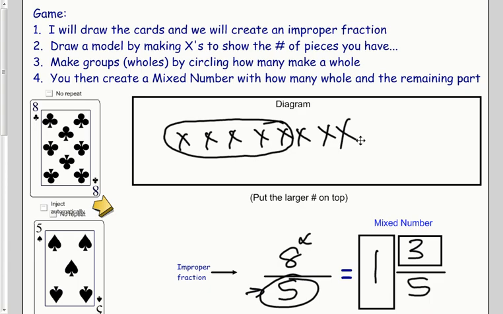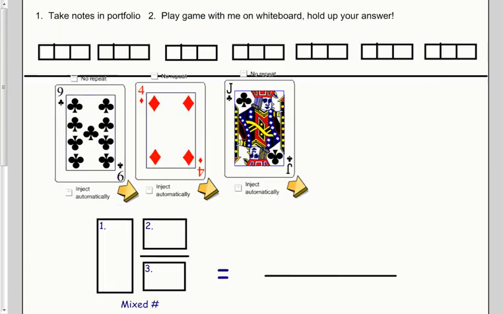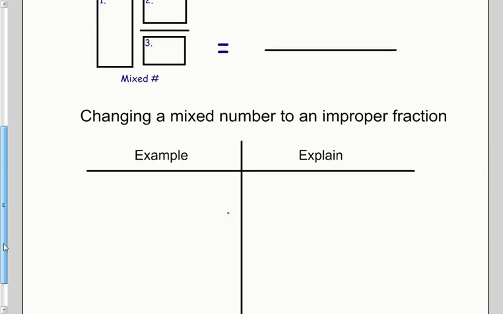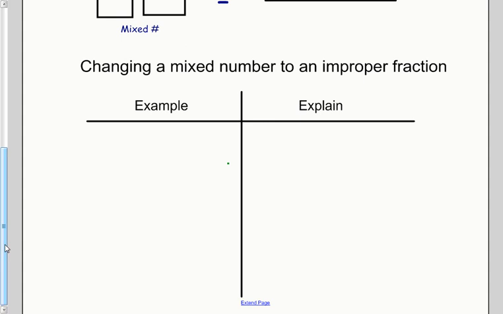All right, so you'll try that later on. Again, you just need a couple decks of cards and the recording sheet that's in your packet. All right, so let's go the other way around now. We're going to change a mixed number to an improper fraction. So let's start with, how about 2 and 4/5? So again, you might need to pause, create your T-chart, and write down your example.